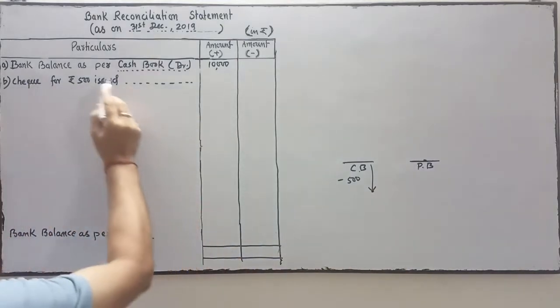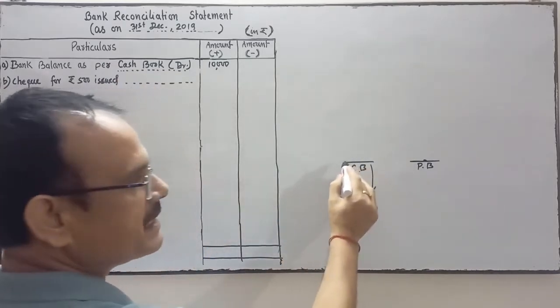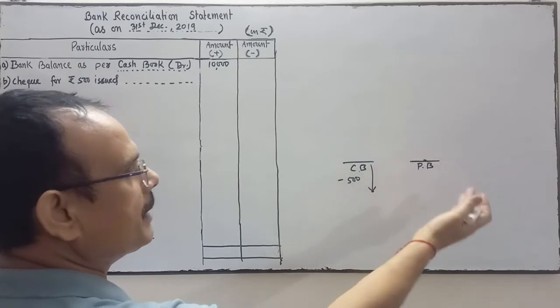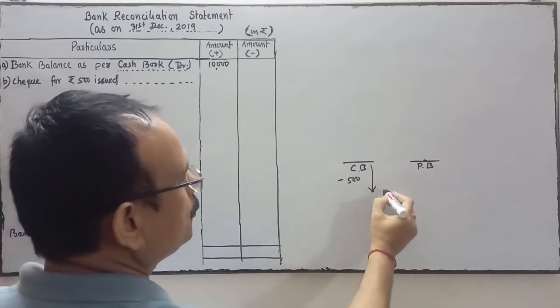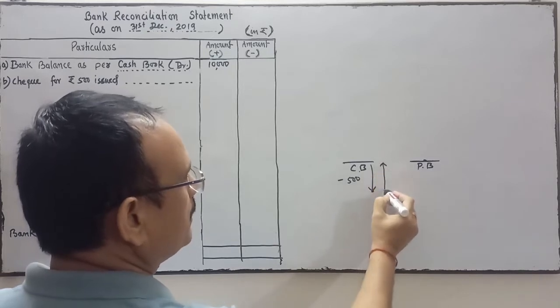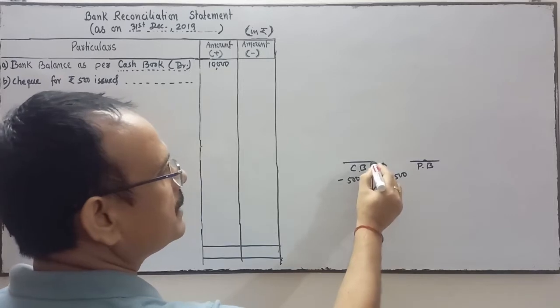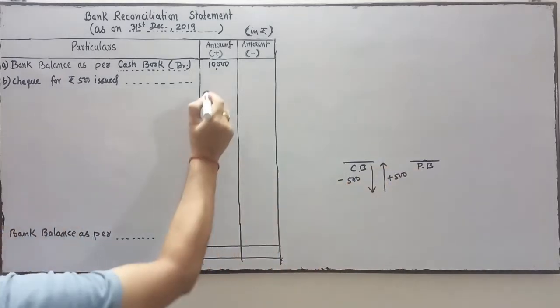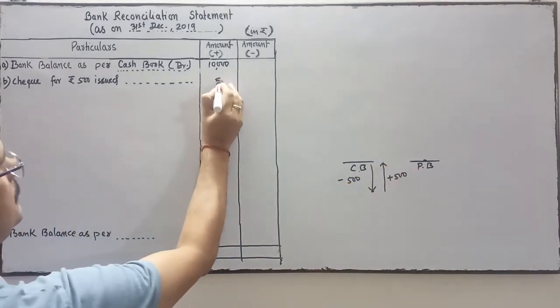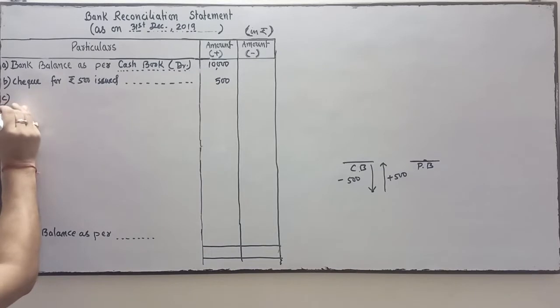We have to start with the bank balance as per cash book. So we do the plus or minus on this side to make the balance equal with the passbook. To make the balance equal to the passbook, we will do the addition of 500, then we will reach the same level. So we write the amount in the plus column. Okay.